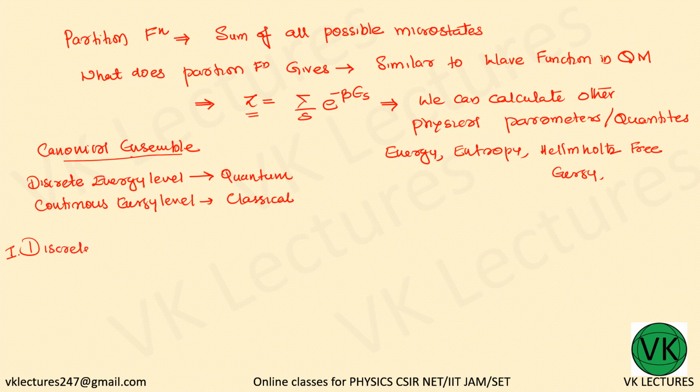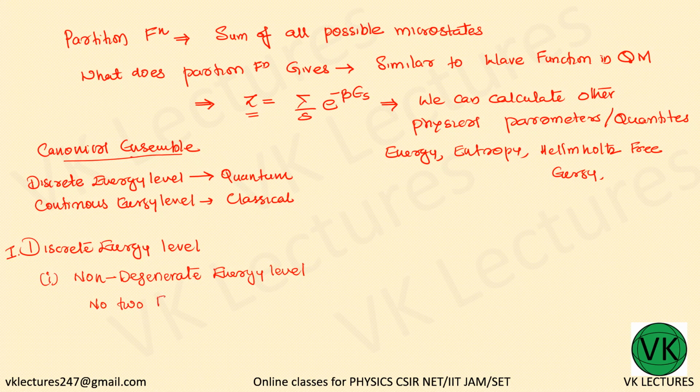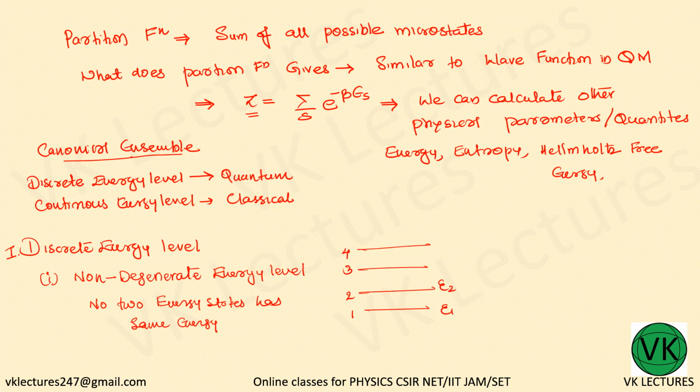Now coming to the discrete energy level. So here in the discrete energy level, we should first be talking about non-degenerate energy levels. So what do you mean by non-degenerate? No two energy states, or energy levels, have the same energy. For example, here we have 1, 2, 3 and 4 energy levels. The first energy level E1, second one E2, E3 and E4.